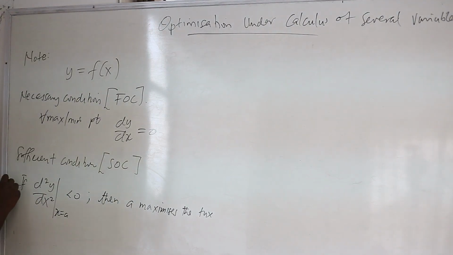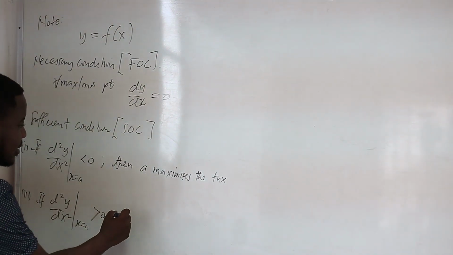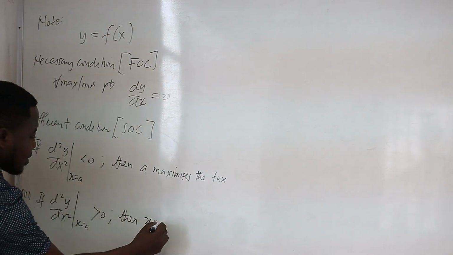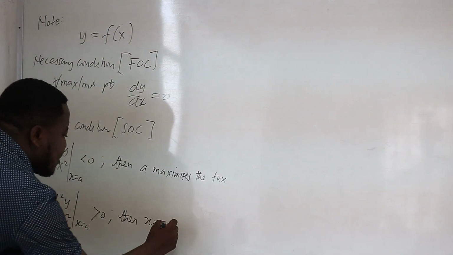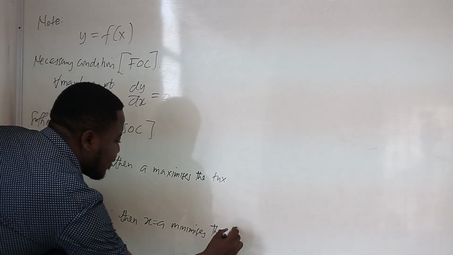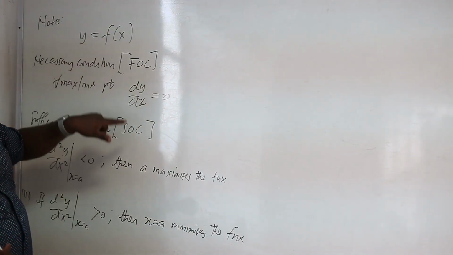However, if d²y/dx² at x is equal to a is greater than 0, then x is equal to a minimizes the function. So that's what we did last week. So this is when we have just a function of a single variable.